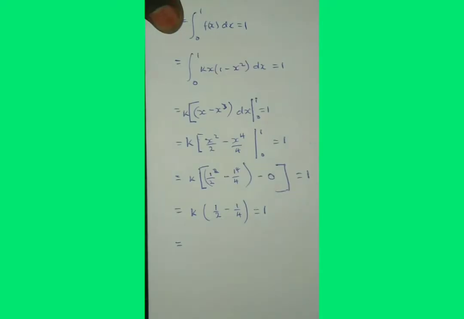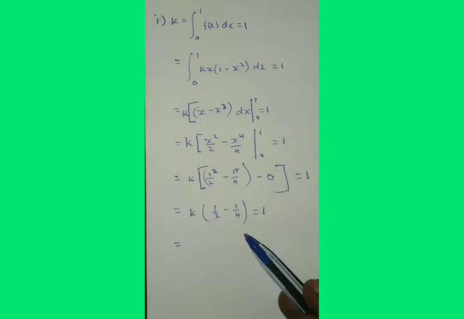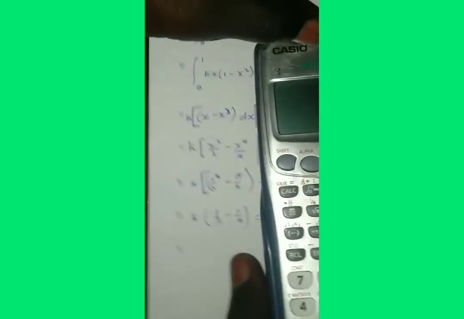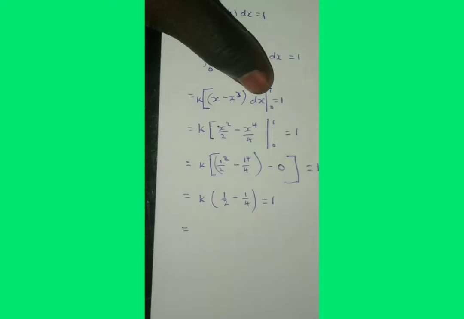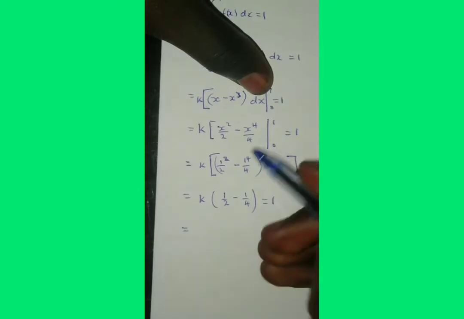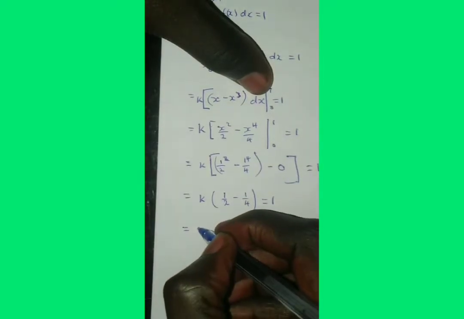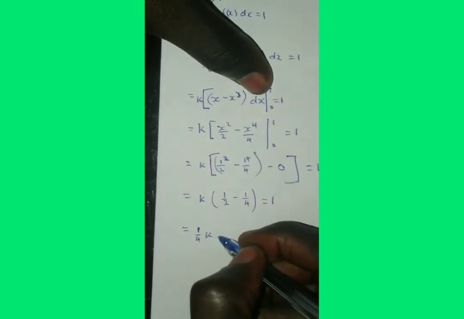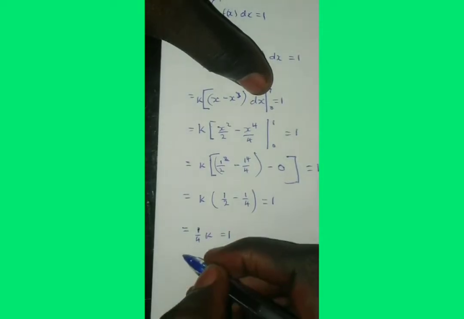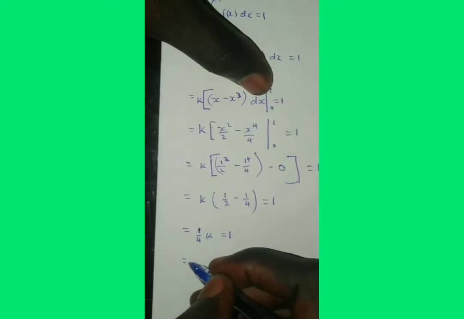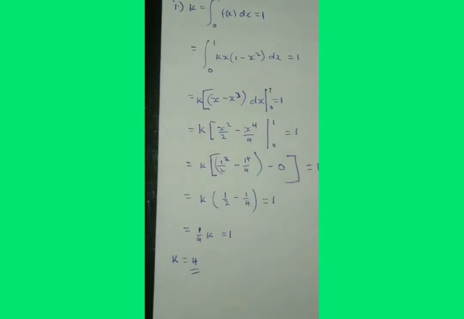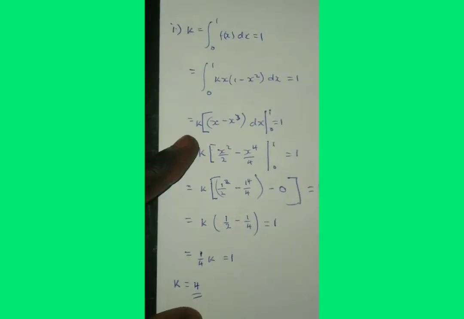Let me try this one with a calculator. 1 over 2 minus 1 over 4 will be 1 over 4. So a quarter k equals 1. That means k equals 4. That is the k value. Our k value is 4.